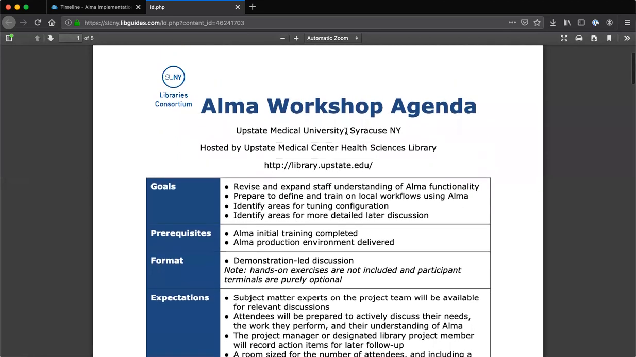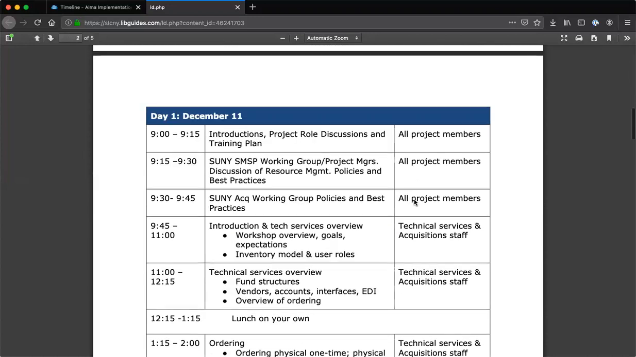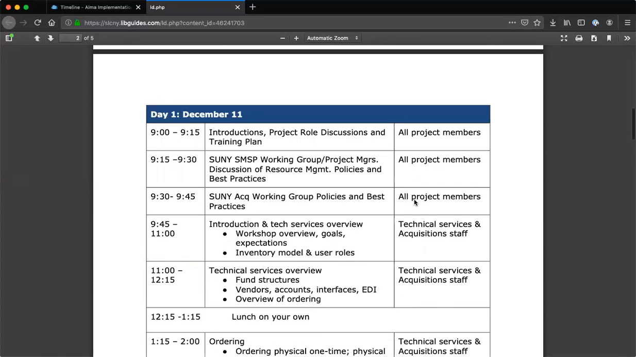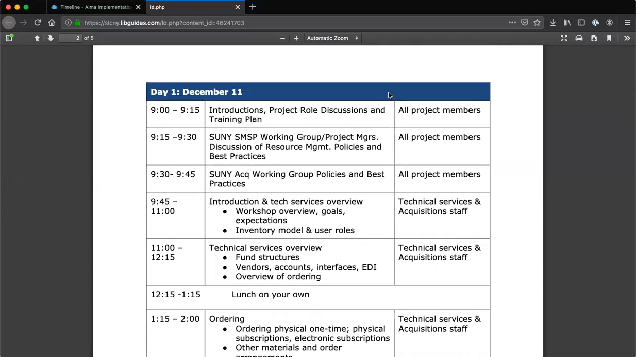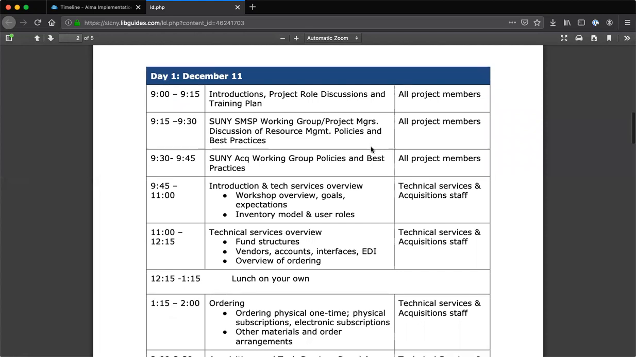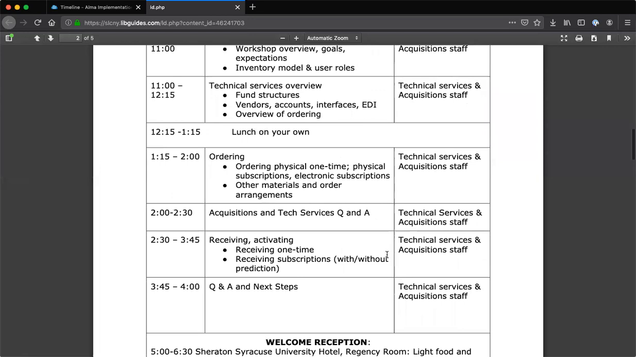So again, what I'm showing you now is the workshop agenda from SUNY. They had a 4-day event because they were also going live with Primo. We will only have a 3-day event. This is just an example. This is what SUNY did. Ours may look similar, may look different. We will take a look.